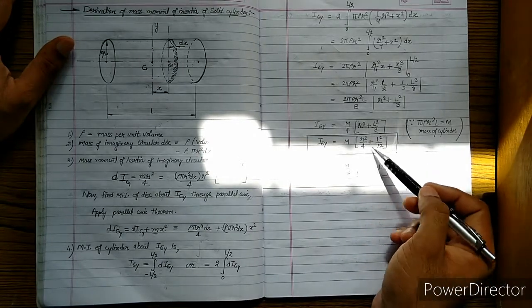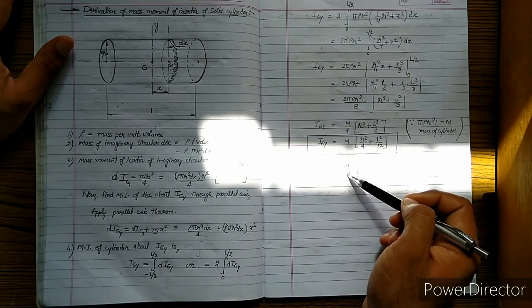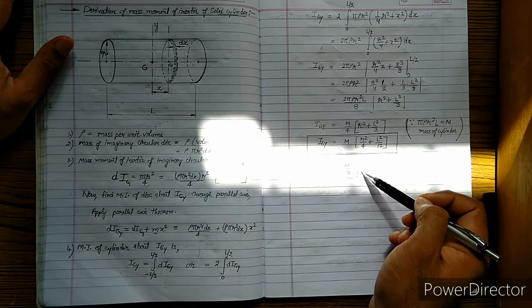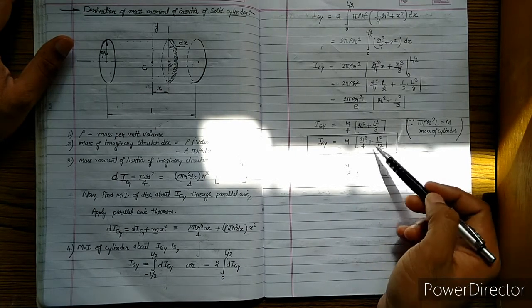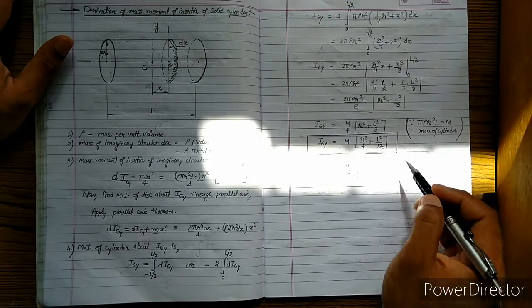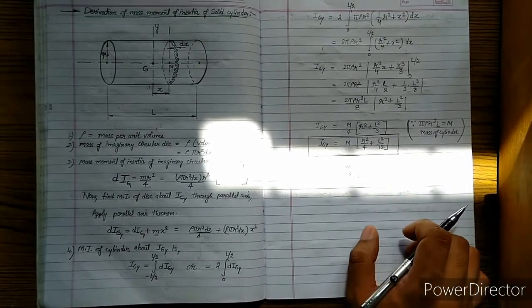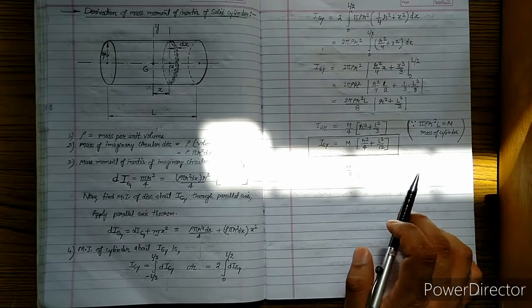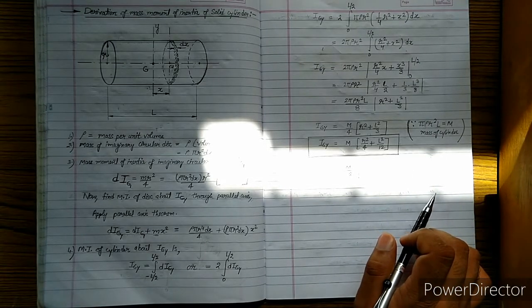Further you can reduce this to IGY equal to m by 12 times 3 r square plus L square. What we did is we took 3 common. Fine. So this term is mostly what we write when we refer to the mass moment of inertia of the solid cylinder. I hope this particular derivation is clear to you.